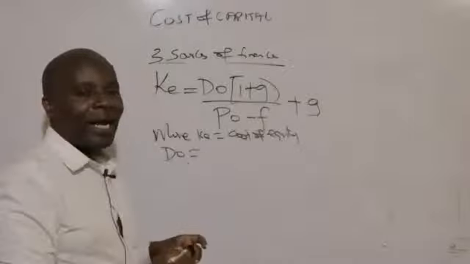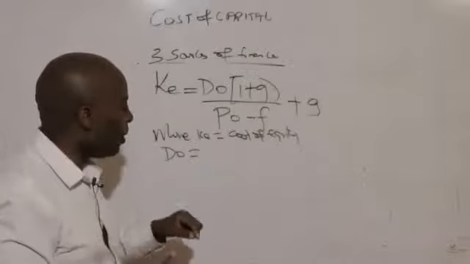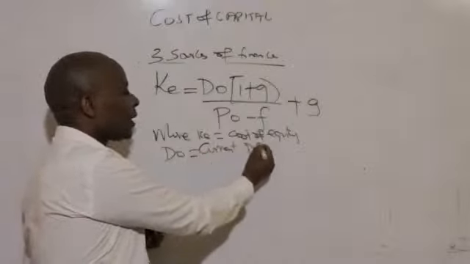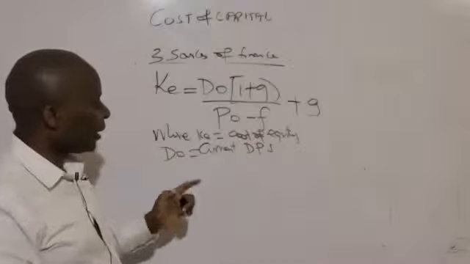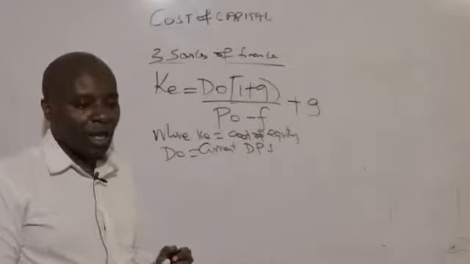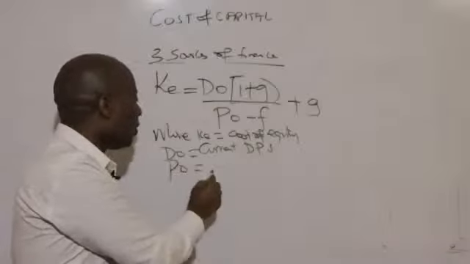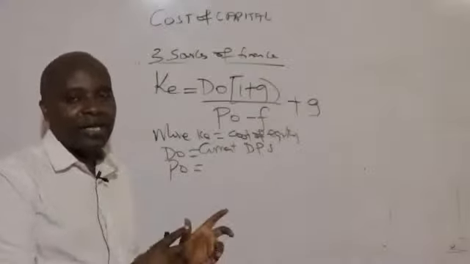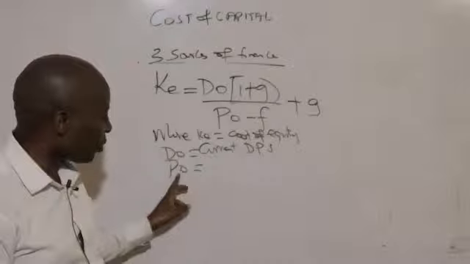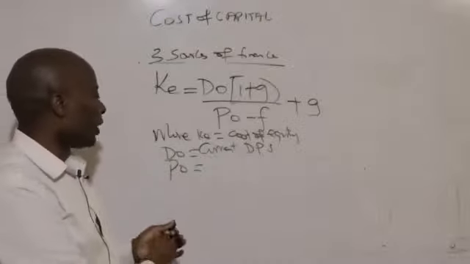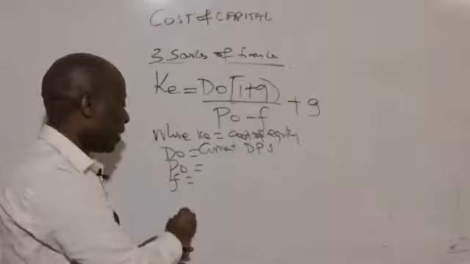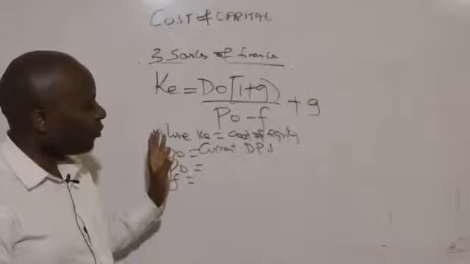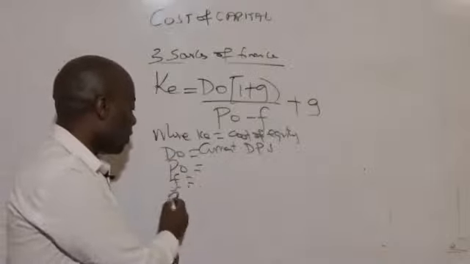D0 stands for current dividends per share. O means today. So D0 means current dividends per share. Please write in full. And then we have P0. P0 is the current market price per share. Current because of 0. And then we have F. F stands for flotation cost. And then we have G. G stands for growth rate.